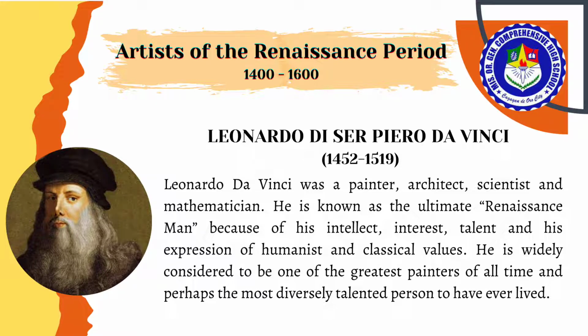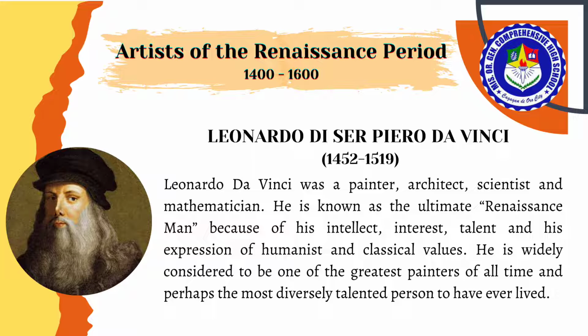Our next famous artist during the Renaissance period was popularized in present times through the novel and movie Da Vinci Code. His real name is Leonardo di Ser Piero da Vinci. He was a painter, architect, scientist, and mathematician.